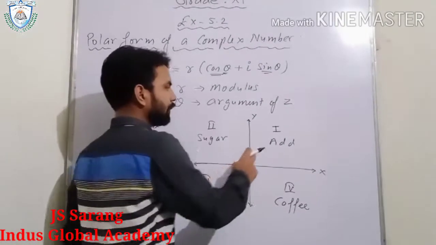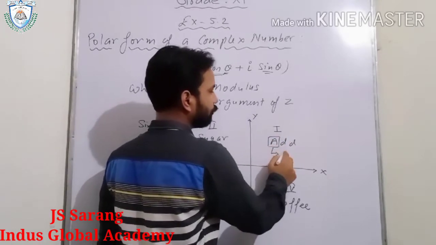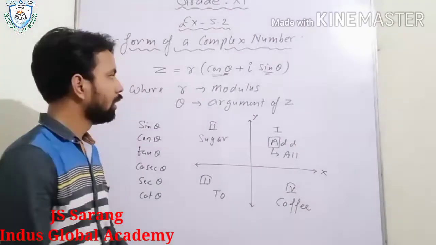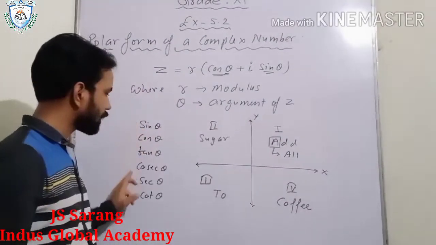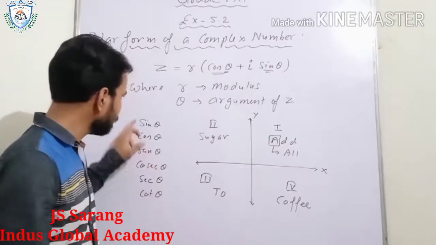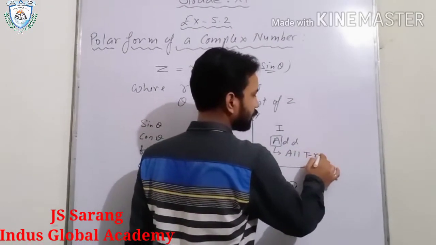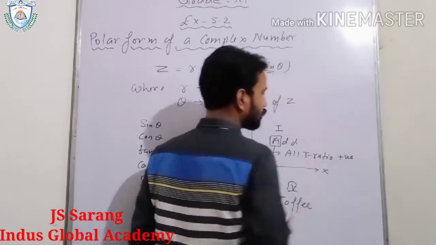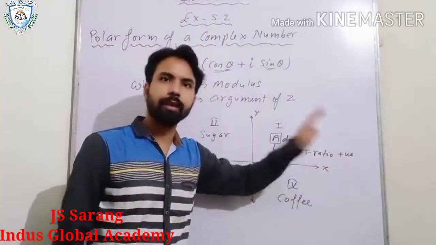Now see, the first letter of add is A. A stands for all. So in the first quadrant, all trigonometric ratios are positive. How many trigonometric ratios are there? 6. So all 6 trigonometric ratios are positive in the first quadrant.